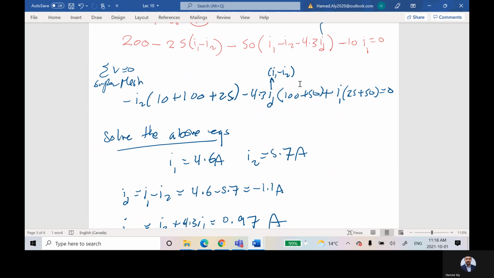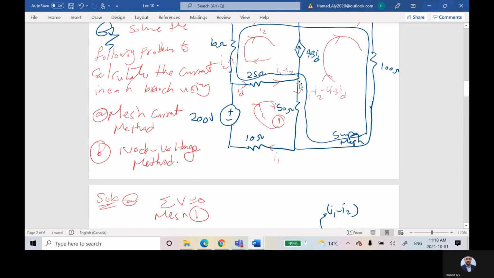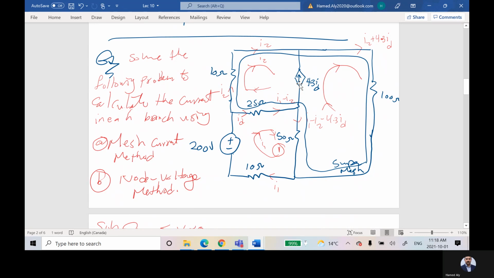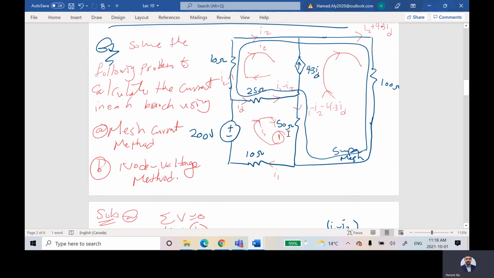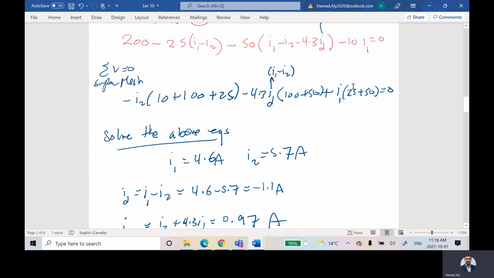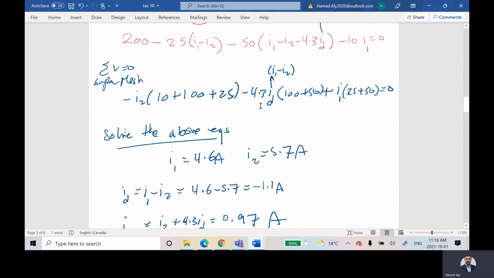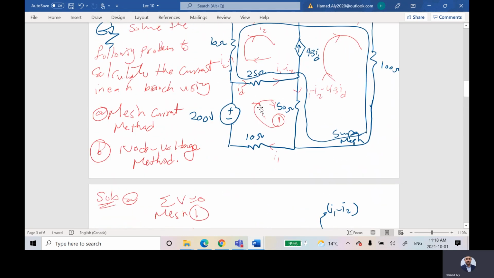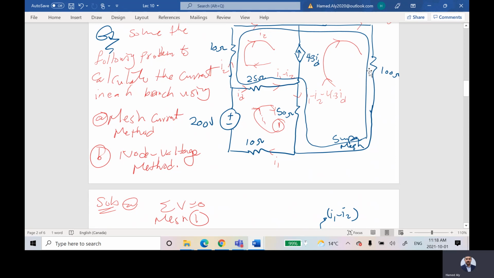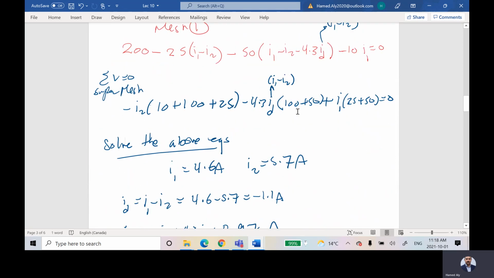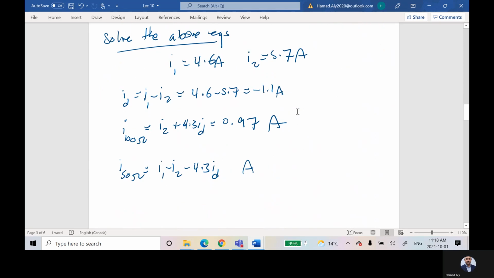Excuse me? Yes. 50 connected where? For the super mesh, I have this voltage, this voltage, this voltage, and this voltage. If you try to find these, yes, I wrote you the simplified equation. I didn't write how to find it because you can find it. This voltage, this voltage, this voltage, this voltage. At the end, you will reach that equation. Any other question, guys? Yes.